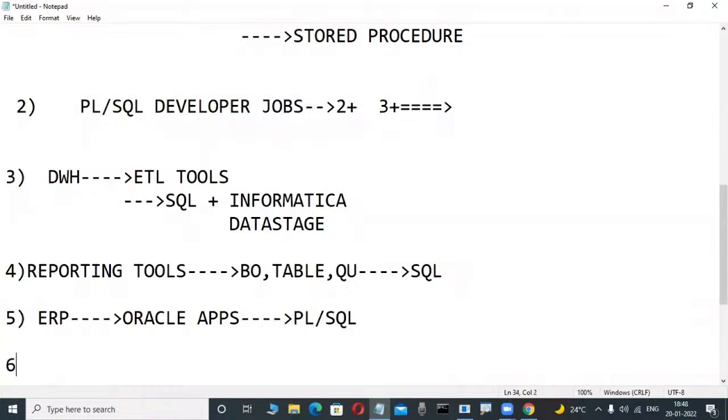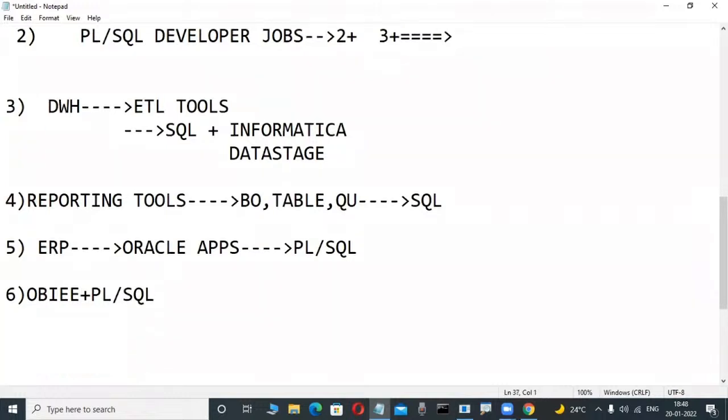Again, OBI programmers are there. OBI is a product, and with it there are PLSQL jobs. Those persons also are learning these courses. Again, there are different kinds of persons.